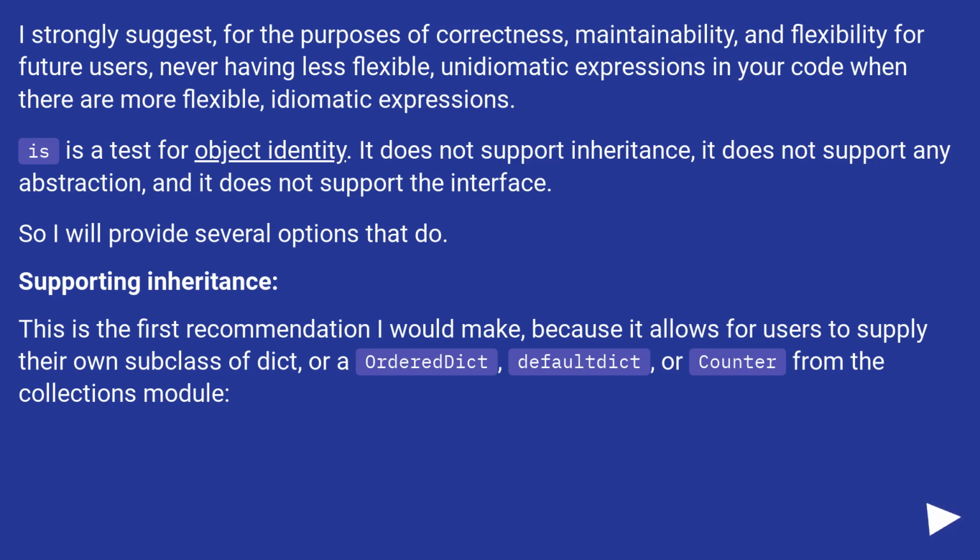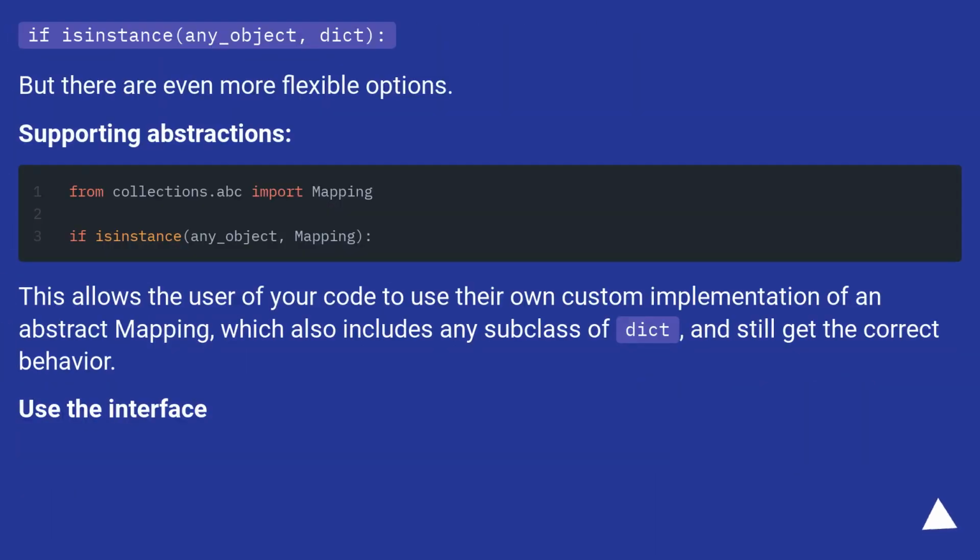Supporting inheritance. This is the first recommendation I would make, because it allows for users to supply their own subclass of dict, or an OrderedDict, defaultdict, or Counter from the collections module. If isinstance(any_object, dict). But there are even more flexible options.